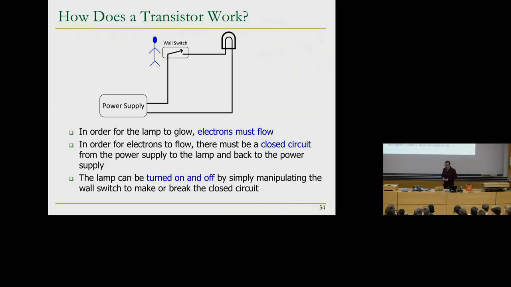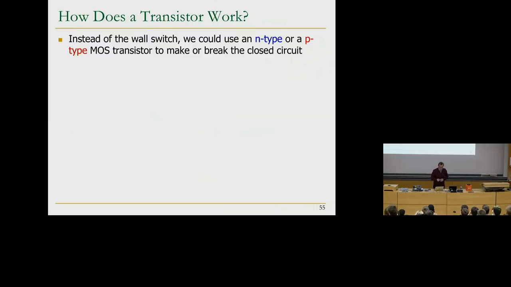But basically, the lamp can be turned on and off by simply manipulating this wall switch to make or break the closed circuit, to keep it closed or open. Hopefully that's a simple abstraction, right? You turn it on and you turn it off. And you could keep doing this forever. Probably not a very useful exercise to do it forever.